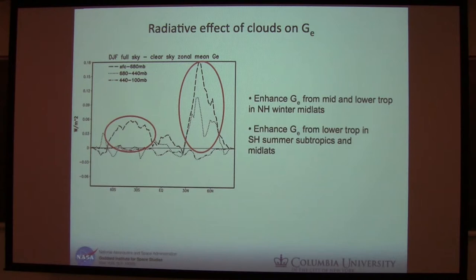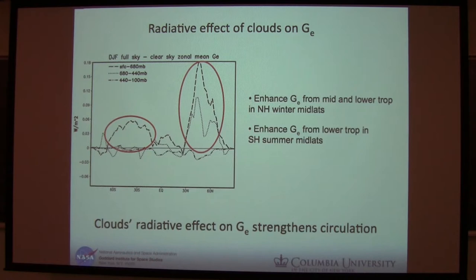And we also see that they enhance GE from the lower troposphere in the southern hemisphere summer subtropics and midlatitudes. In general, full sky is larger than clear sky, and we see that clouds' radiative effect on GE strengthens the circulation.